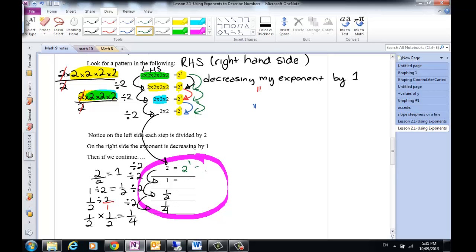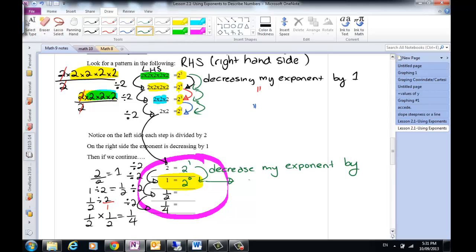Now, if I'm going down again, I'm going to decrease my exponent by 1. So that means that this would be 2 to the power of 0. Okay, now this is really important. 2 to the power of 0 is equal to 1. And I know that you guys have always heard everything to the power of 0 is equal to 1. And this is kind of one of the little steps behind it.